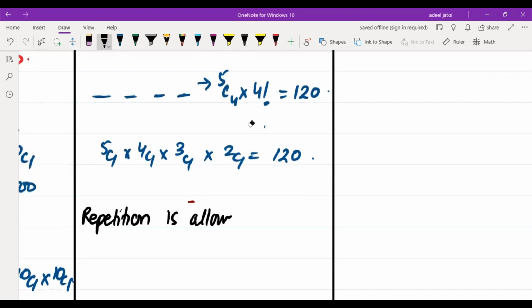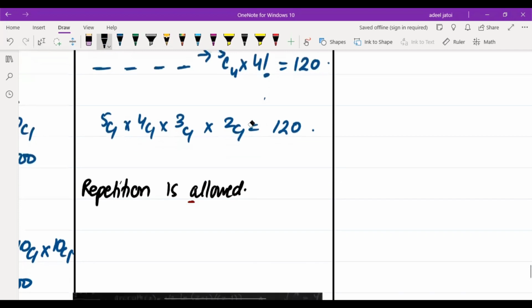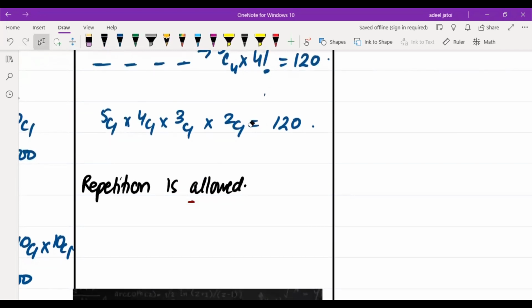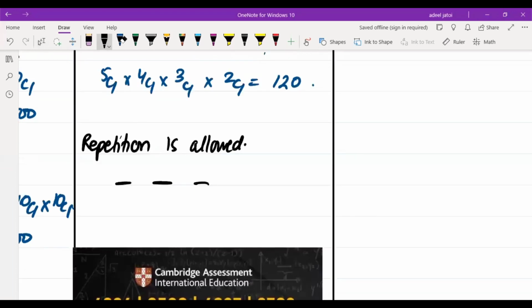Normally, if I have different alphabet, repetition is not allowed. So if repetition is allowed, how many alphabets do we have? 1, 2, 3, 4. We need to find a 4 alphabet code, but we are left with 5 alphabets. So this should be 5C1, 5C1, 5C1, and 5C1 again, which means 5 to the power 4, which is 625.